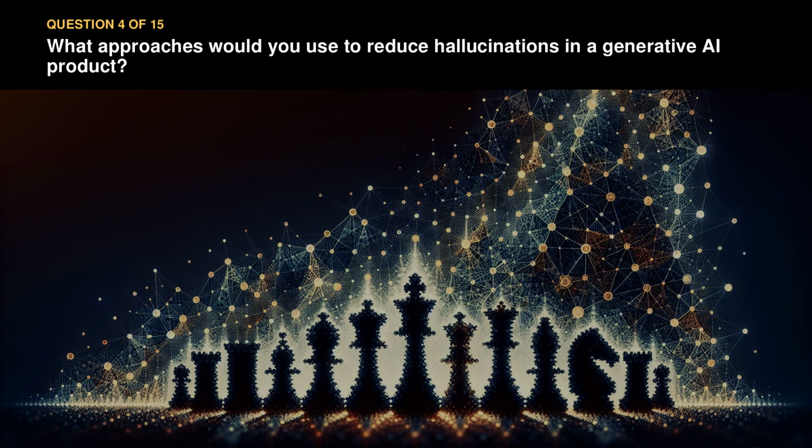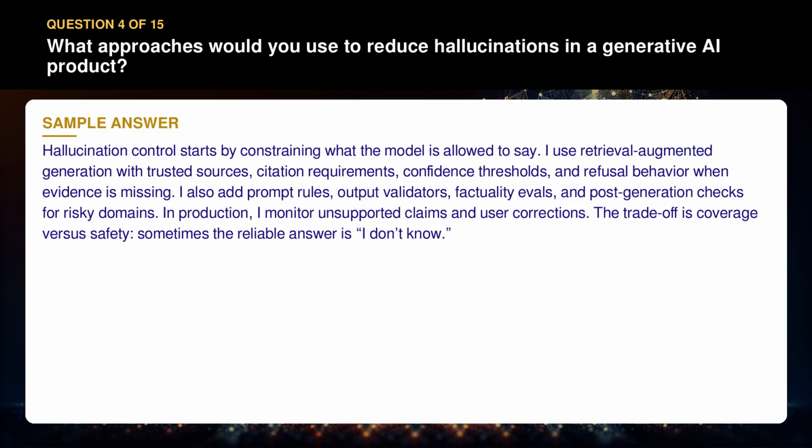Question 4. What approaches would you use to reduce hallucinations in a generative AI product? Hallucination control starts by constraining what the model is allowed to say. I use retrieval-augmented generation with trusted sources, citation requirements, confidence thresholds, and refusal behavior when evidence is missing. I also add prompt rules, output validators, factuality evals, and post-generation checks for risky domains.